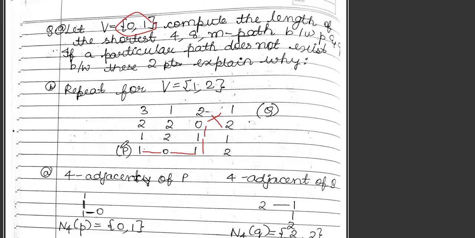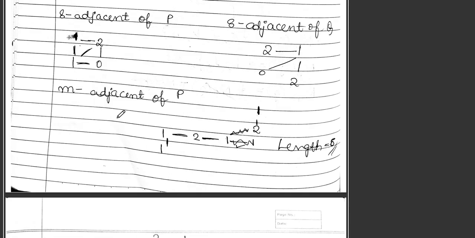Therefore, no 4 adjacency path exists between P and Q, as here there is no values such as 0 or 1. The values present here are 2, and you have to use 8 adjacency here. That's why 4 adjacency path does not exist between the points P and Q. Next we'll look into if 8 adjacency path is present between P and Q.